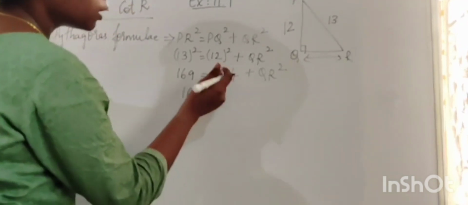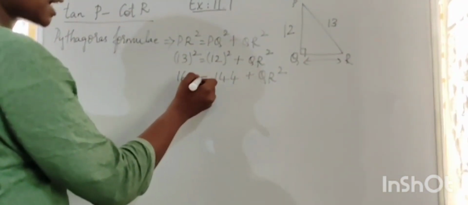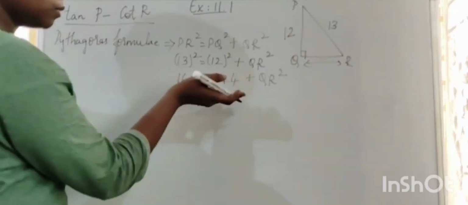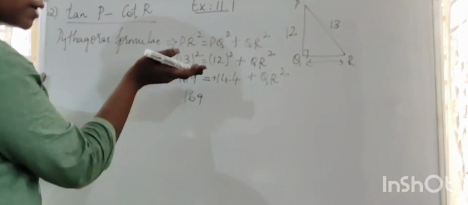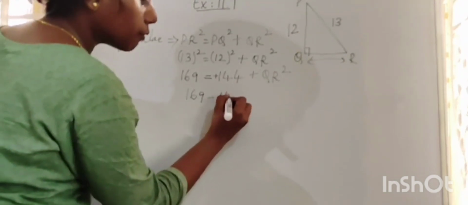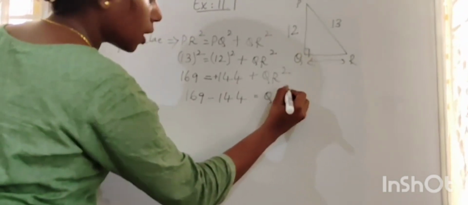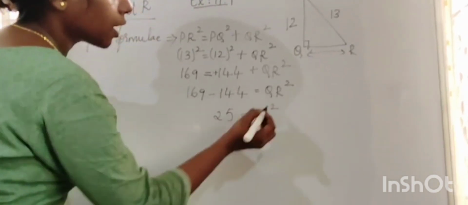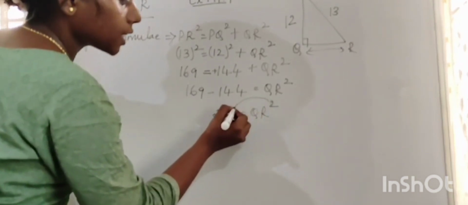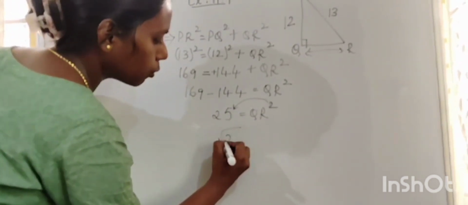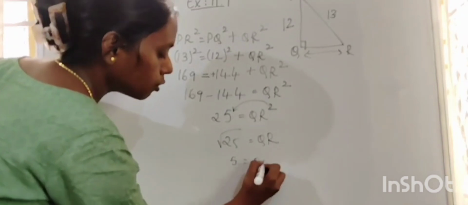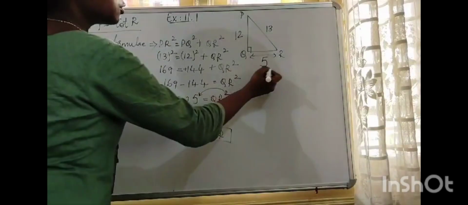Whenever a number is crossing equal sign, it will change its sign. Here if nothing is there, it means always plus sign is there. So now when plus 144 is crossing equal sign and coming to the other side, it becomes minus 144 is equal to QR square. 169 minus 144, the value is 25, is equal to QR square. Now this square, when it crosses equal sign and comes this side, it becomes square root of 25. Square root of 25 is 5. So now we found out the QR value.